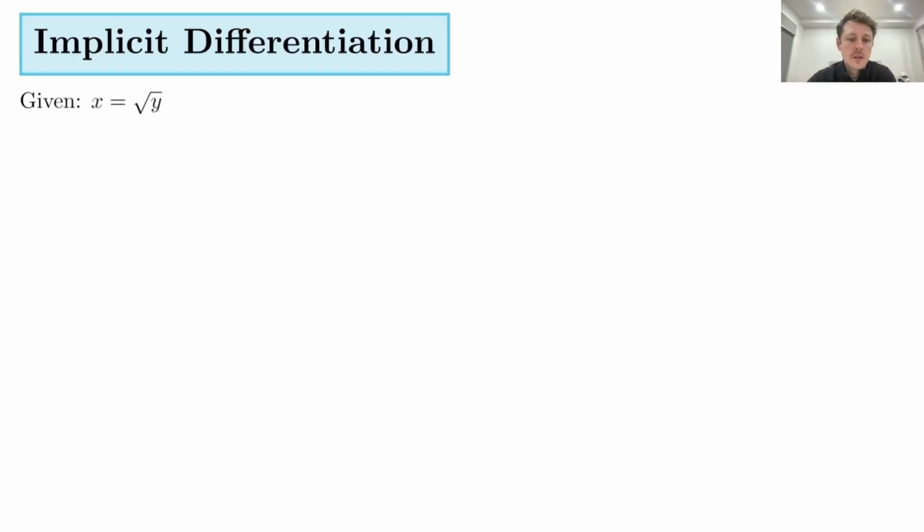For example, if you got given something like x equals root y. Now y is a function of x, but it's not explicitly a function of x. But you could imagine that if you did some rearrangements, you could get y as a function of x. So we say that y is implicitly a function of x here. If we wanted to differentiate something like this, we start by differentiating both sides.